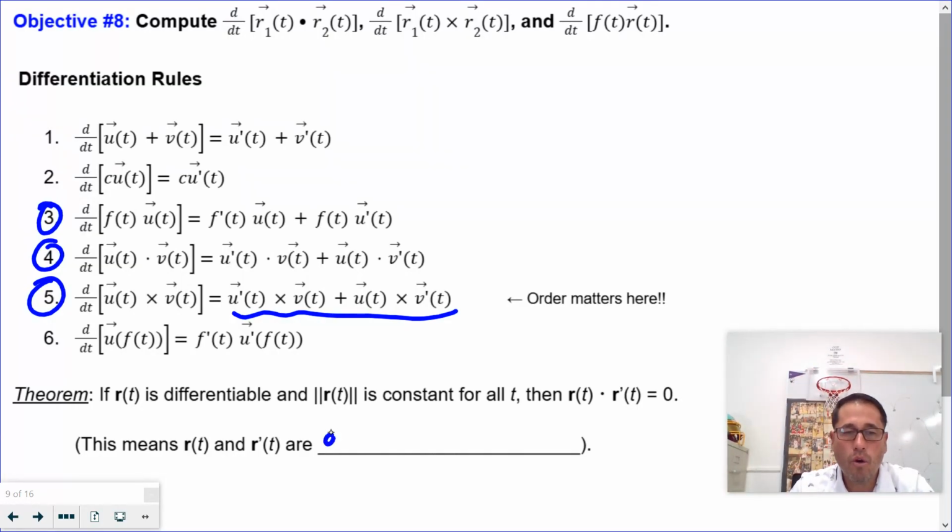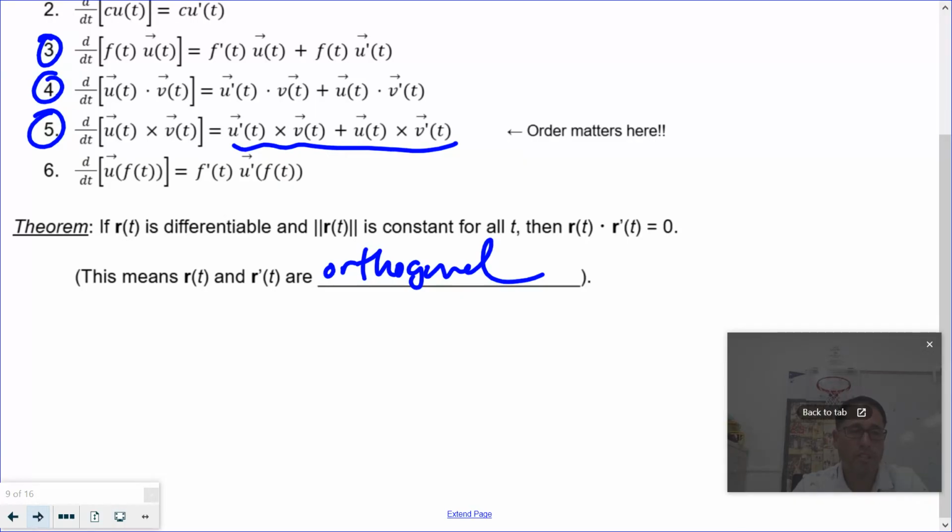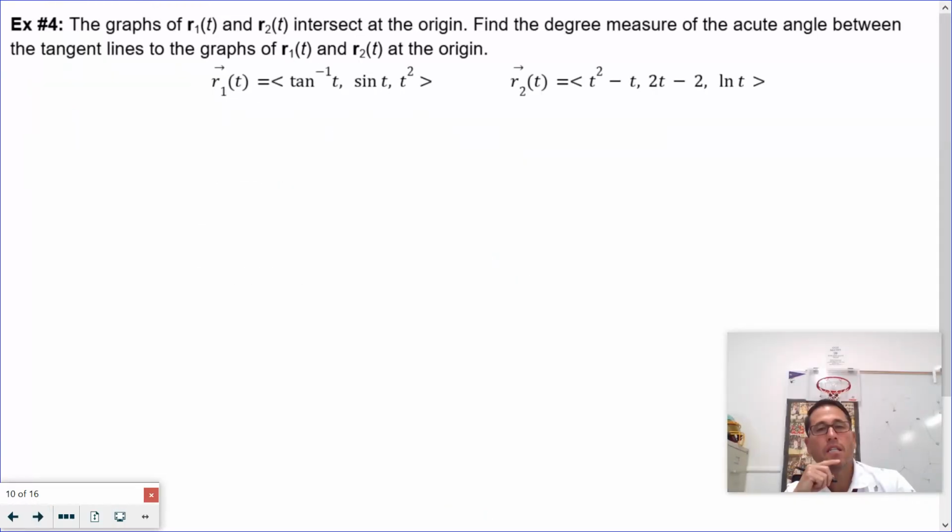It is orthogonal. Okay? Is that all the notes we got here? Yeah, because we're just going to do a little bit of practice.